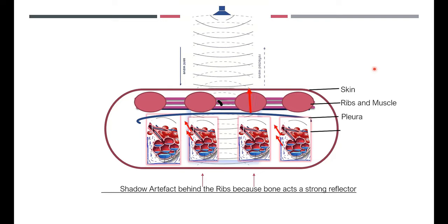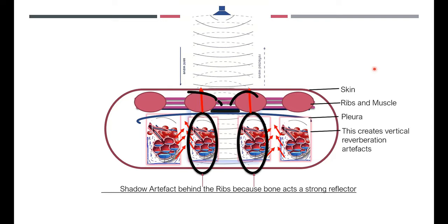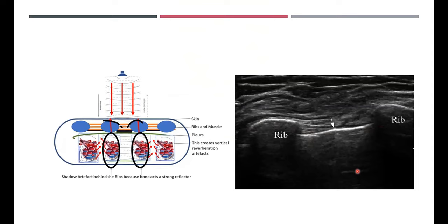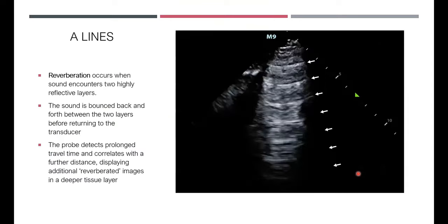Just going through it again. There's a lot of interaction over here between the different areas of sound waves and the lung. And this is how it classically looks. So you can see ribs, acoustic shadow, clear thin pleural line, A lines. Now, what are A lines?